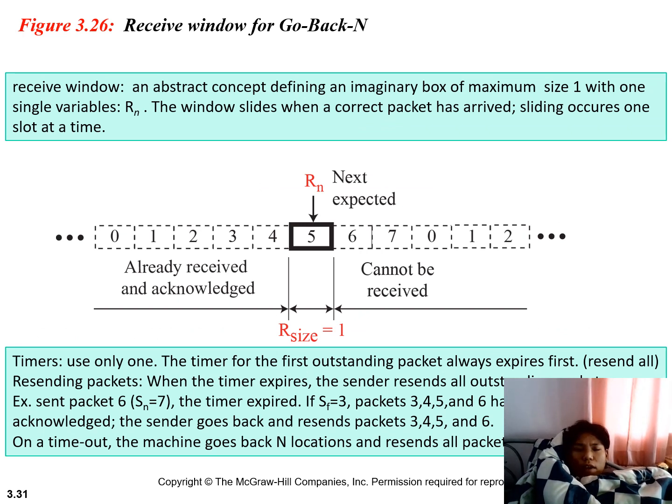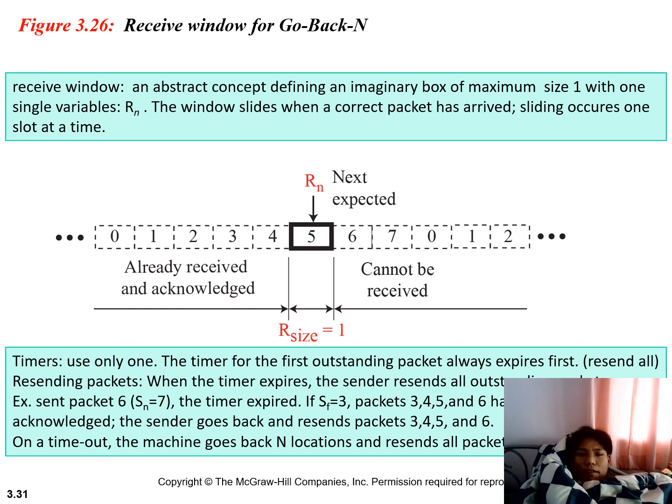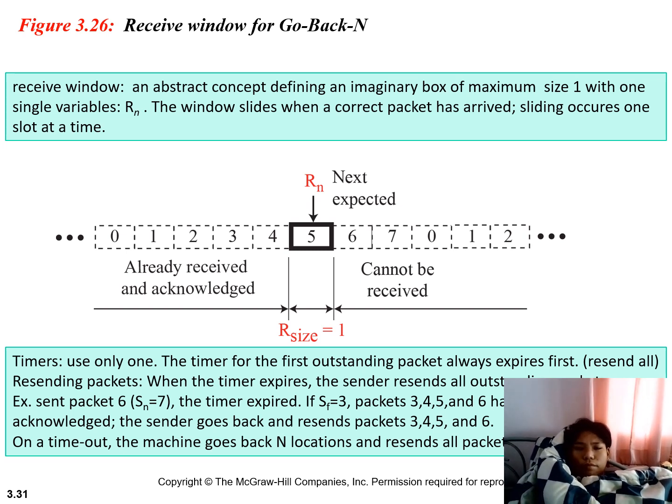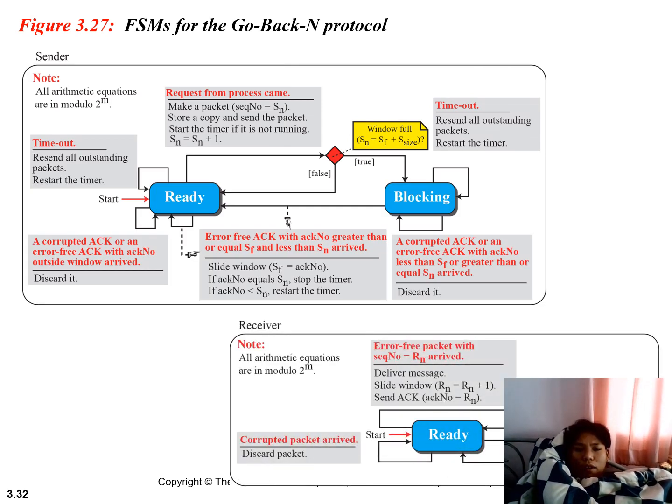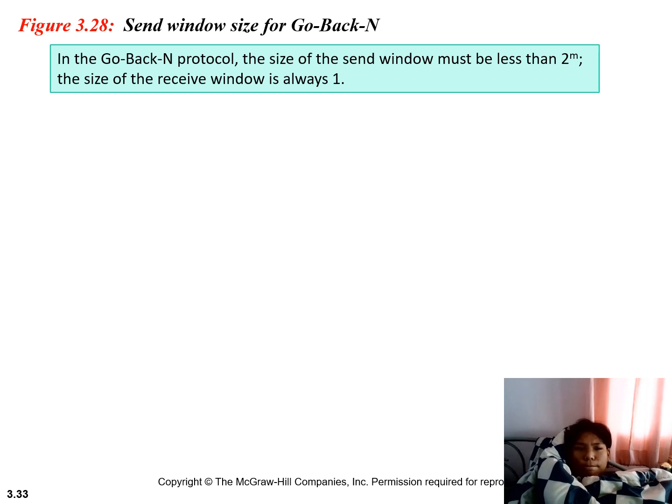Receive window: an abstract concept defining an imaginary box of size 1 with one single variable, Rn. The window slides when the correct packet has arrived; sliding occurs one slot at a time. This is the FSM for the Go-Back-N protocol, one for the sender and one for the receiver. In Go-Back-N, the size of the send window must be less than 2^m. The size of the receive window is always 1.